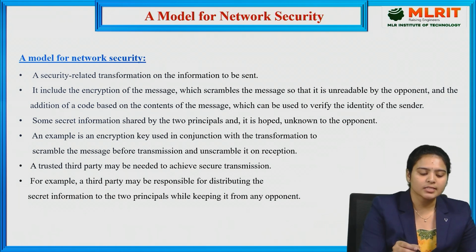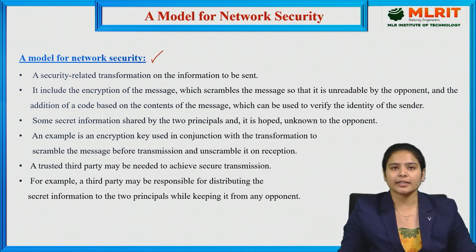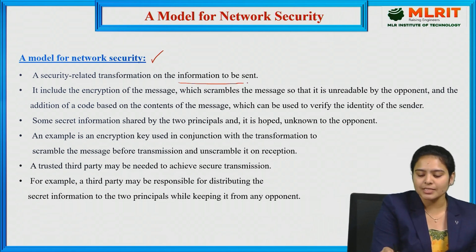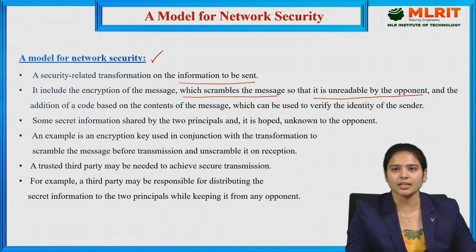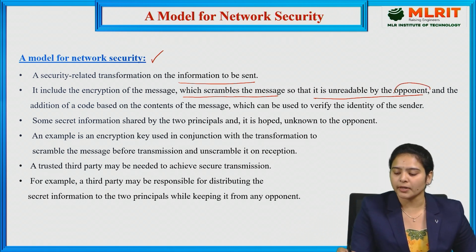So first, what is a model for network security? Basically, we are using security-related information which is sent from the sender to the receiver. There is a third-party intruder. The information to be sent is scrambled so that it is unreadable by the opponent. The opponent is anyone in between the sender and the receiver, where the message is going to be delivered.